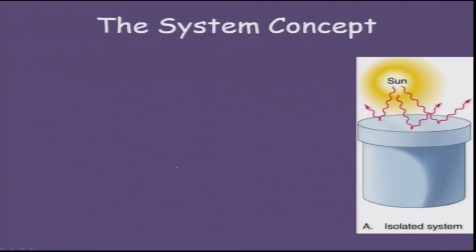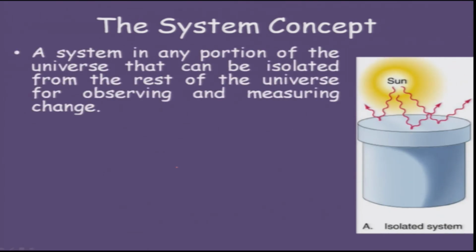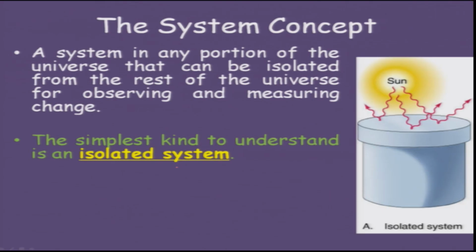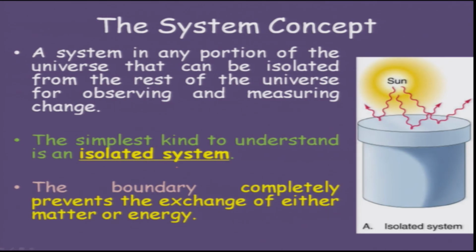Okay. So, when the system concept comes in, the isolated one is a system in any portion of the universe that can be isolated from the rest of the universe for observing and measuring changes. The simplest way to understand an isolated system is that its boundaries completely prevent the exchange of either material or energy. So, it will not allow exchange of material or energy, and it will have a very definite boundary, and that is what we call an isolated system.